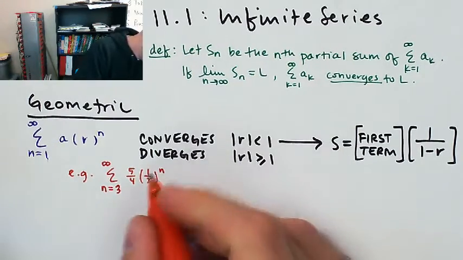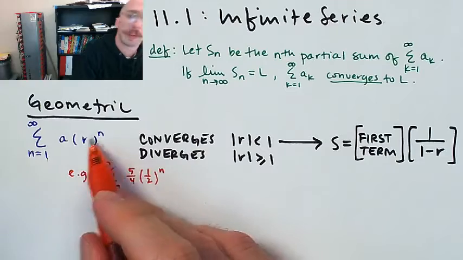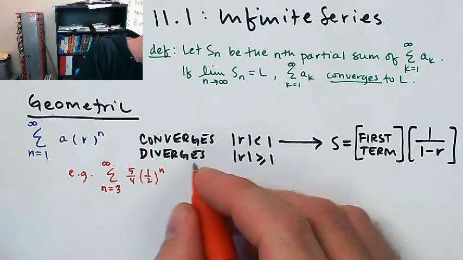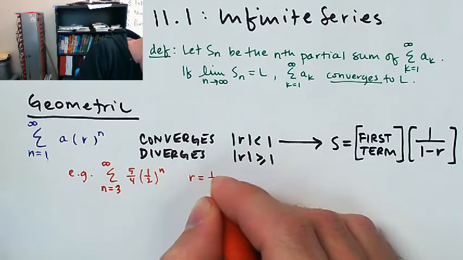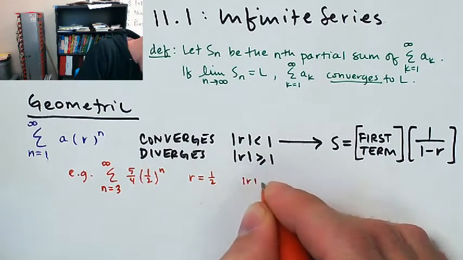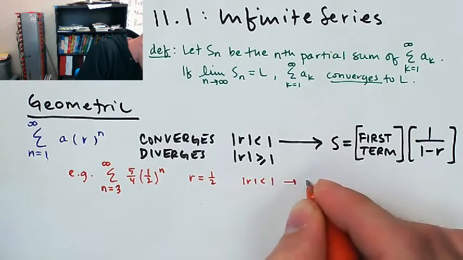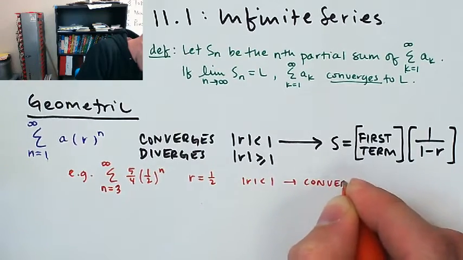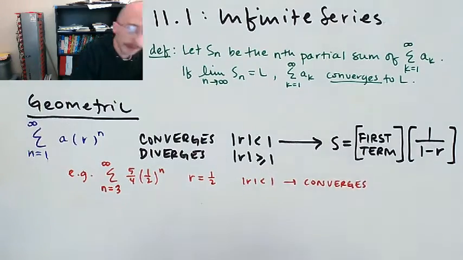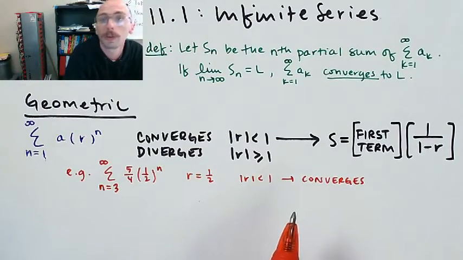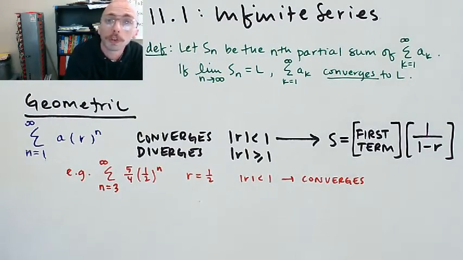Okay, so I know that r, the ratio, is the number that's getting taken to the nth power. So I'm going to say r equals 1/2. The absolute value of r is less than 1, which tells me that the series converges. But with a geometric series, they oftentimes are asking you what value it converges to.